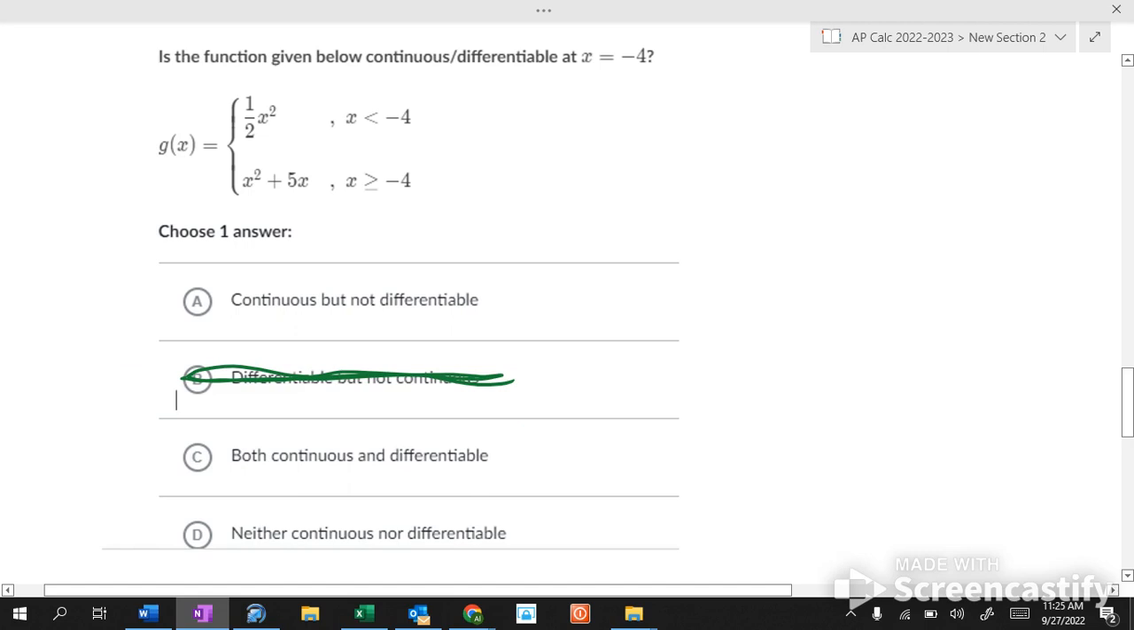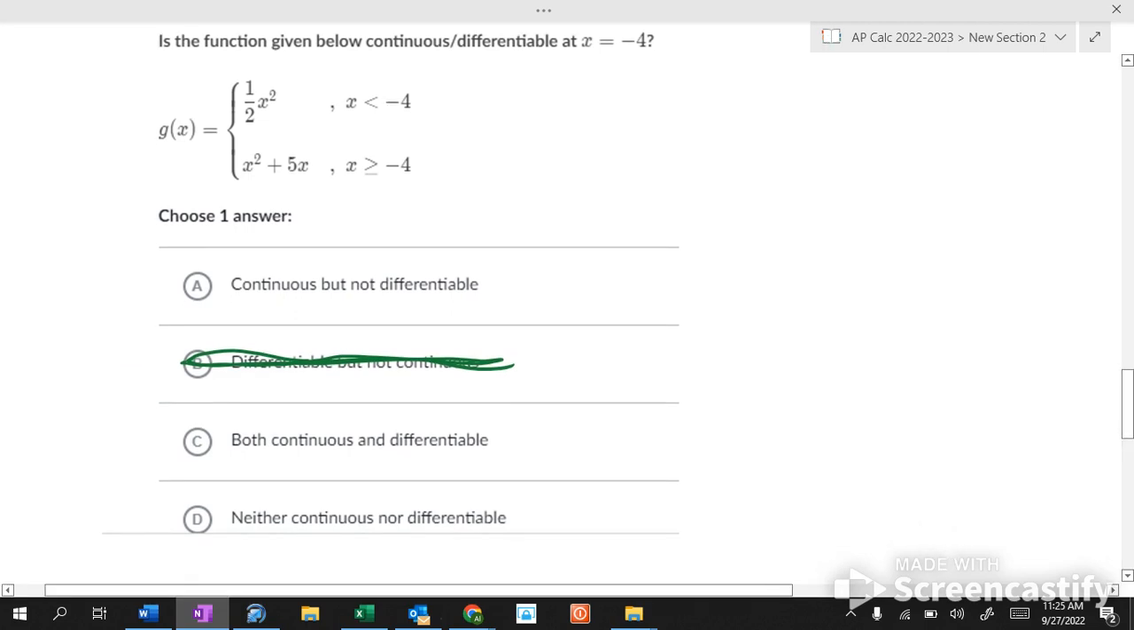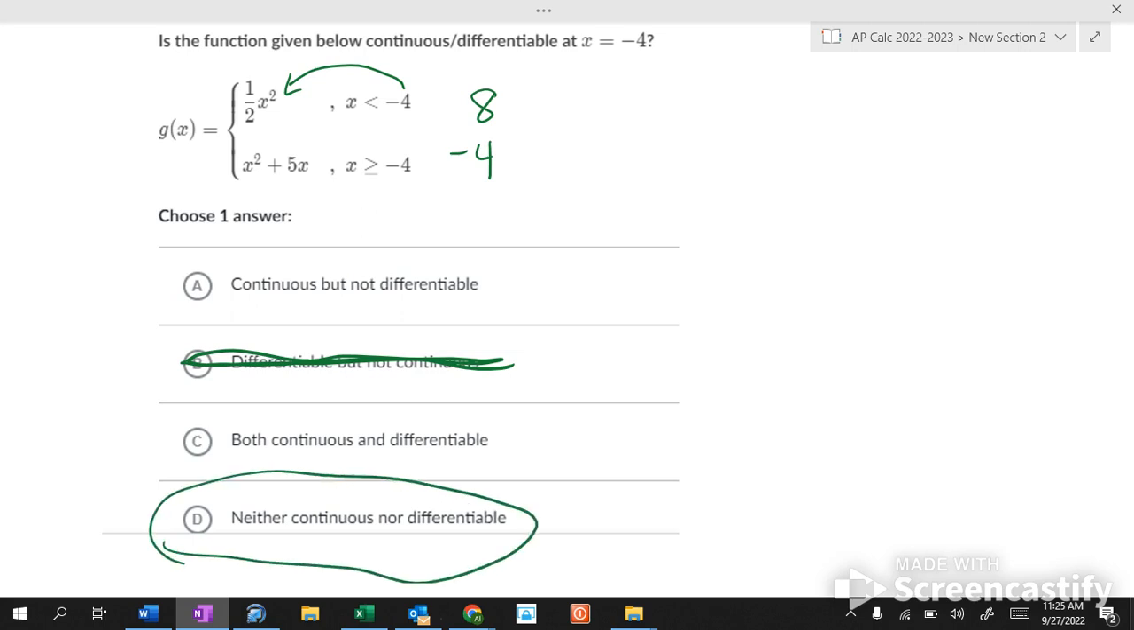Okay, so the first thing we check is if these are continuous. So we plug negative 4 into here. What's negative 4 squared? 16. Half of 16 is 8. So that would be the y value there. What's negative 4 squared? 16. What's 5 times negative 4? Negative 20. 16 plus negative 20 is negative 4. Is that continuous? No. So it's neither continuous nor differentiable.